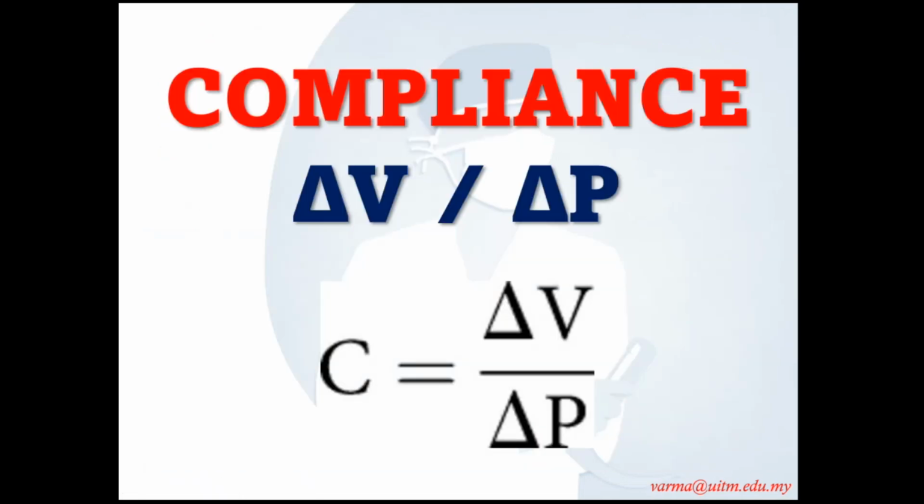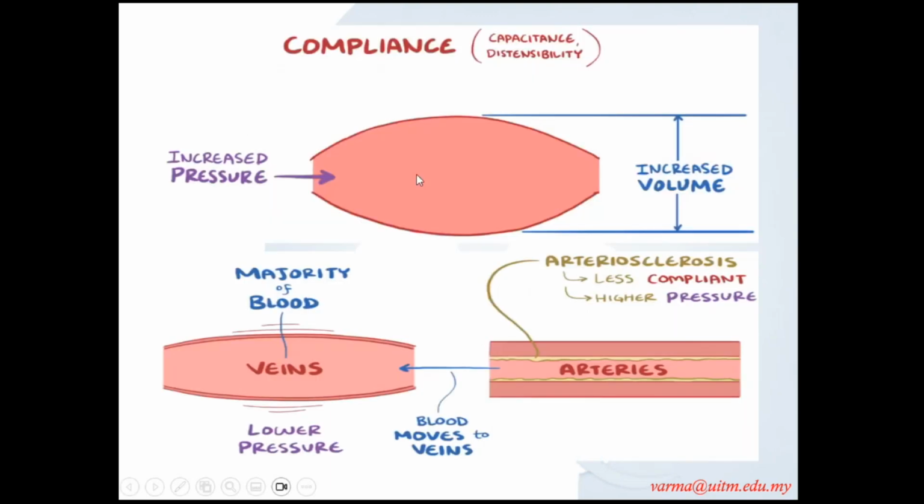So next, before we go into other pressures, we're going to talk about compliance. What we mean by compliance is the change in volume over the change in pressure. It means that for any change in pressure gradient, how much the volume changes determines the compliance of your vessel system. Easy. If the vessel is compliant, it has capacitance and can distend to accommodate more volume. That is the idea of compliance. So if the vessel is compliant and you give an increase in pressure, it's going to distend to accommodate more volume.